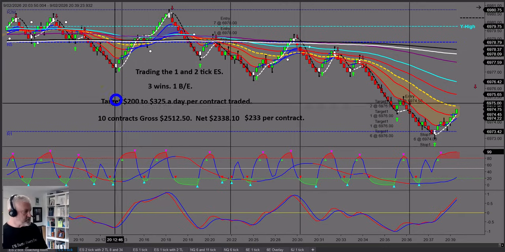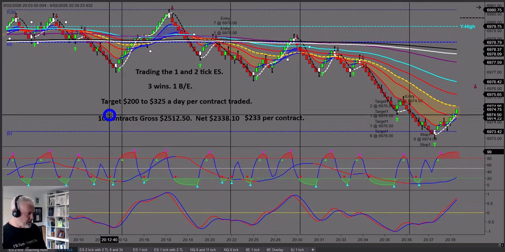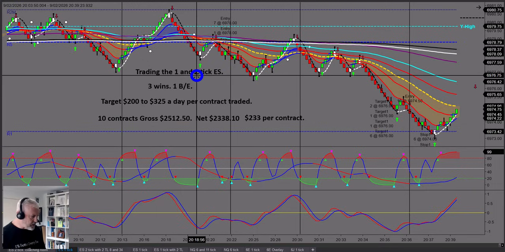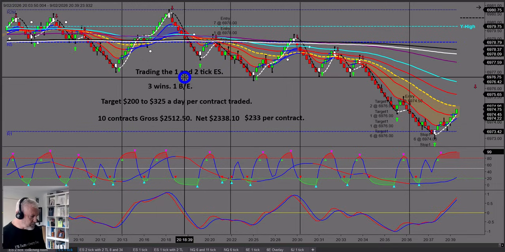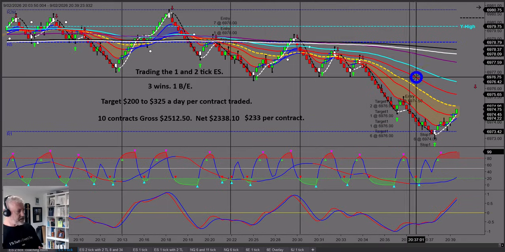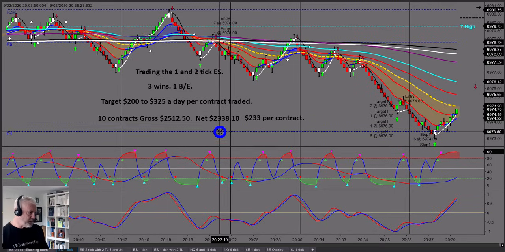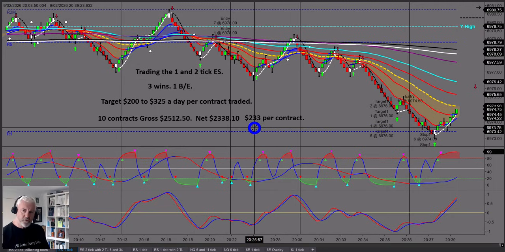Now in this particular case, this was over in about 14-15 minutes, I think. Look, that was about 25 minutes there, plus I had 2 other trades. Okay, I'm up 23.38, 233 per contract.